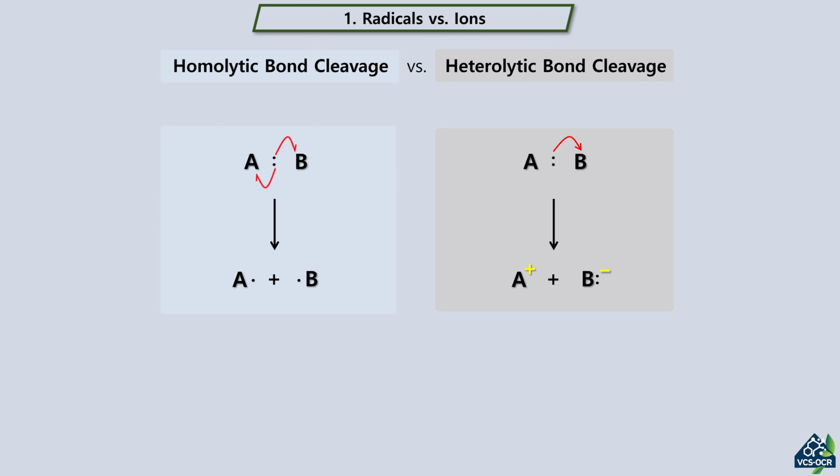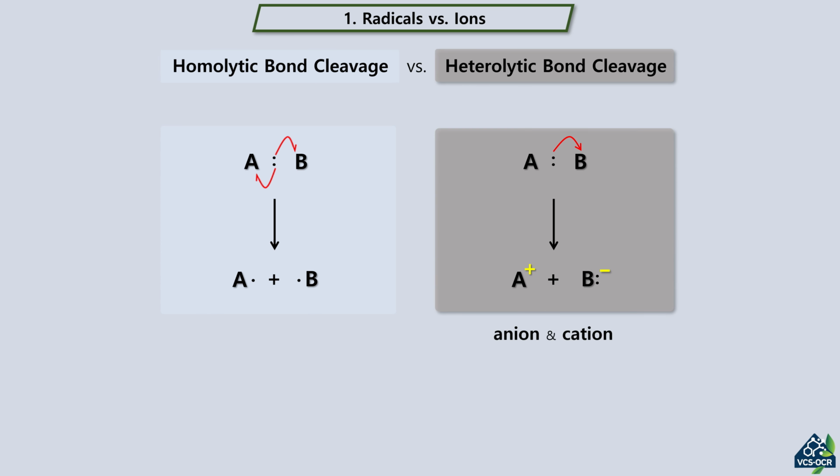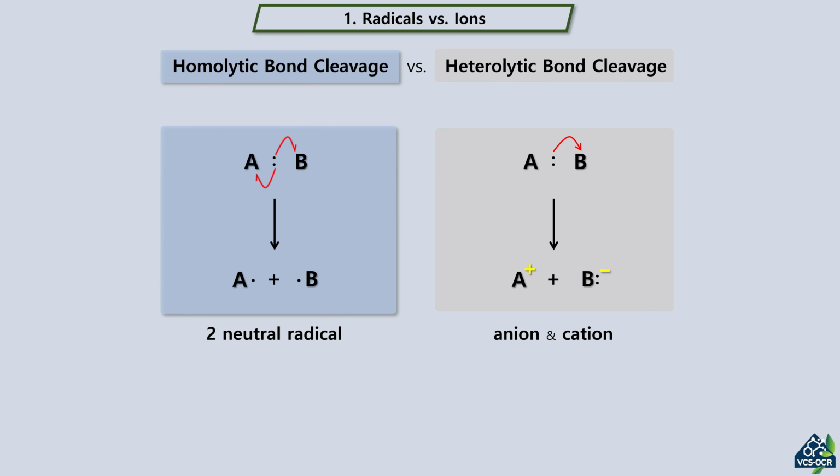This difference in electron count stems directly from how chemical bonds break. In heterolytic cleavage, a covalent bond breaks unsymmetrically. One atom takes both bonding electrons, forming an anion and a cation. In homolytic cleavage, the bond cleaves symmetrically. Each atom takes one electron, generating 2 neutral radical species.